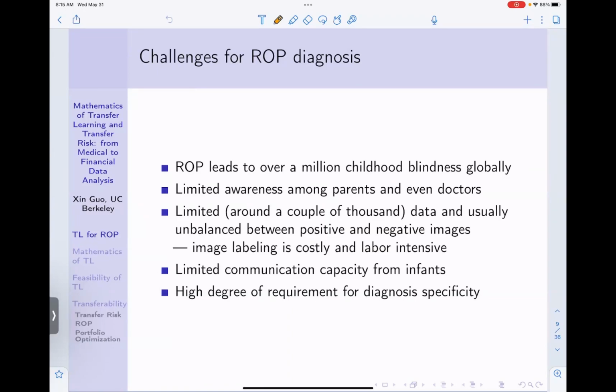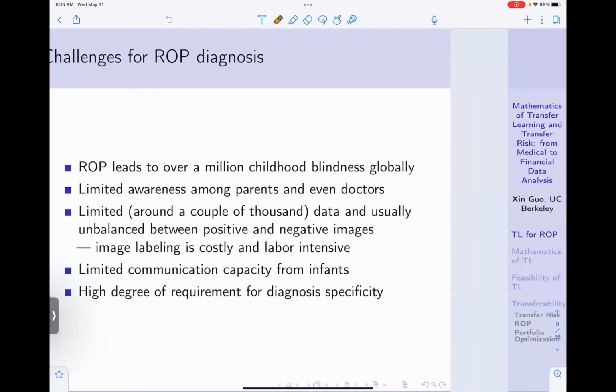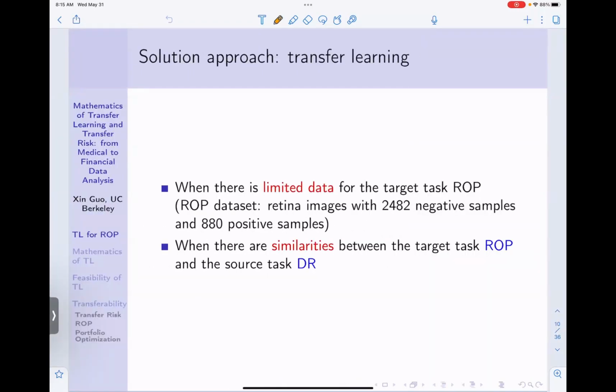So when we got these questions from the doctors, there were two ways we could go. We could start with direct analysis of ROP, or we could leverage other, much better known eye diseases, because eye structures are very similar. So we started thinking about transfer learning. As I said, the ROP data set we have was about 2,000 negative samples and 800 positive samples, so the ratio is very unbalanced.